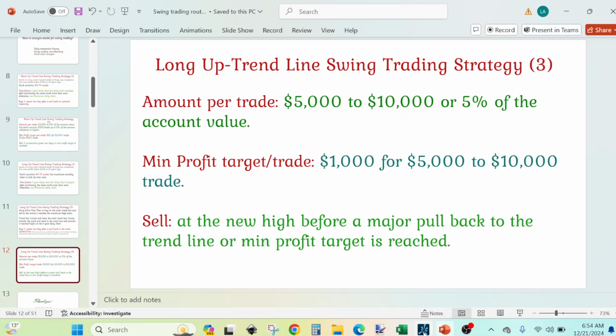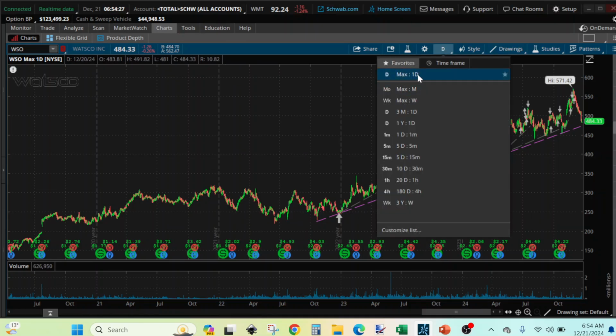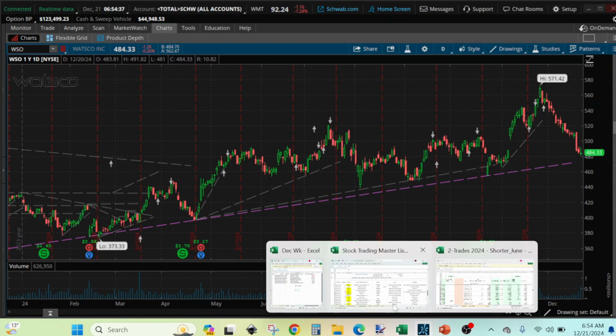So with that in mind, we'll turn to our chart, and we are going to make sure it is a 1 year daily chart or maximum daily chart. And here it is a maximum daily chart. We can move to a 1 year daily chart, and we swing trade on a daily chart.